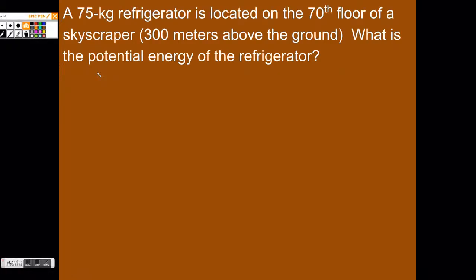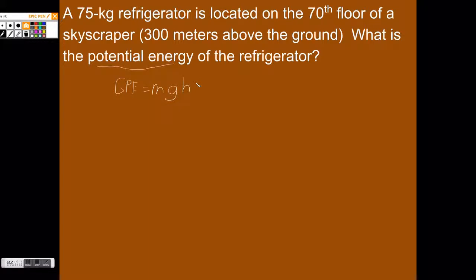It says, a 75 kilogram refrigerator is located on the 70th floor of a skyscraper 300 meters above the ground. What is the potential energy of the refrigerator? So I see the words potential energy. I know to use my potential energy formula. So let's write out GPE equals mgh.